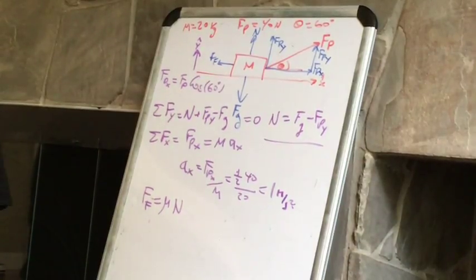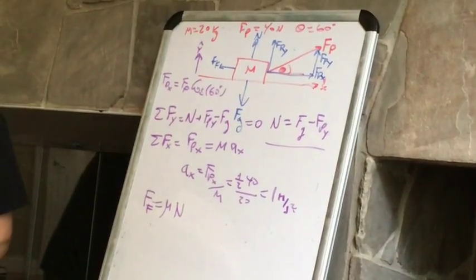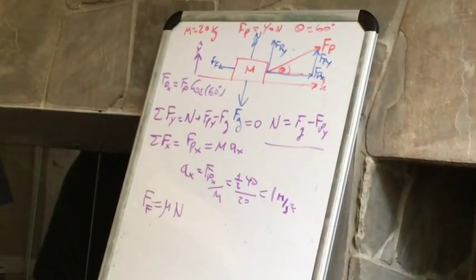Air resistance and friction are always resistive forces, so they're always in the opposite direction of motion. If you're using the direction of motion as your positive, then it's always going to be negative. And the normal force is always perpendicular to whatever surface you have.